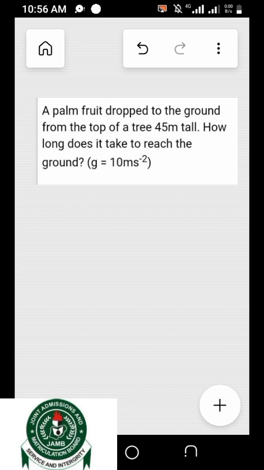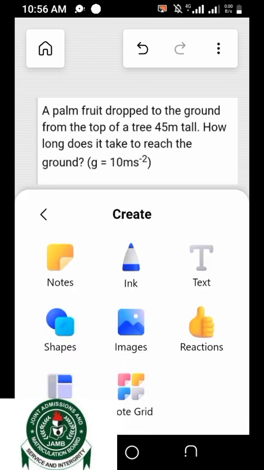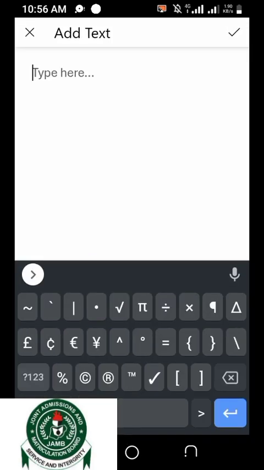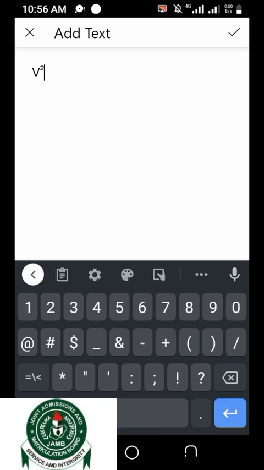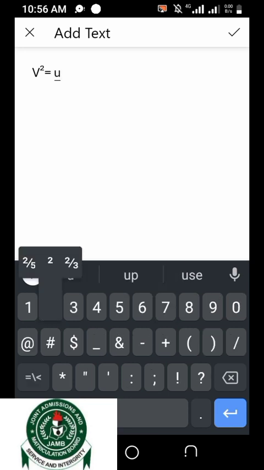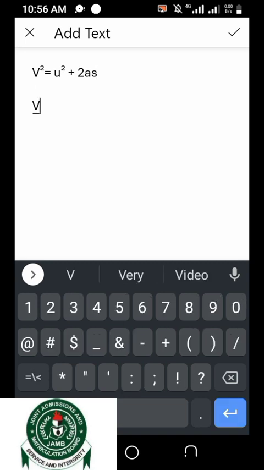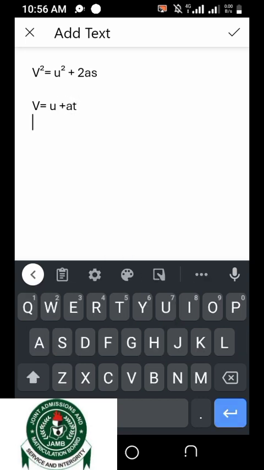So let's put everything together. Remember, you have different types of formula. Let me bring down the formula. You have this formula, v squared equals u squared plus 2ax, right? You also have this formula in this equation of motion.